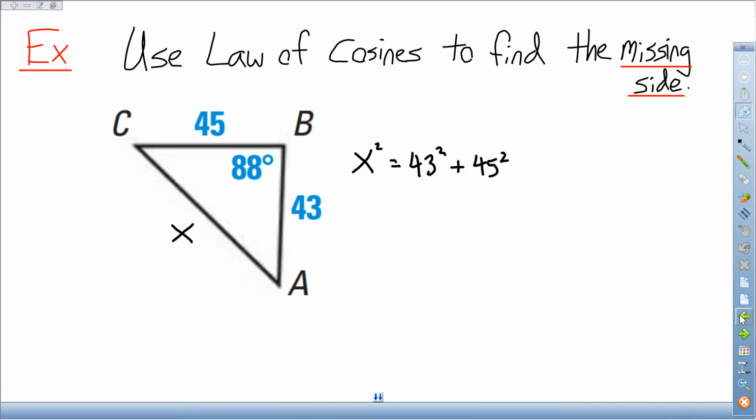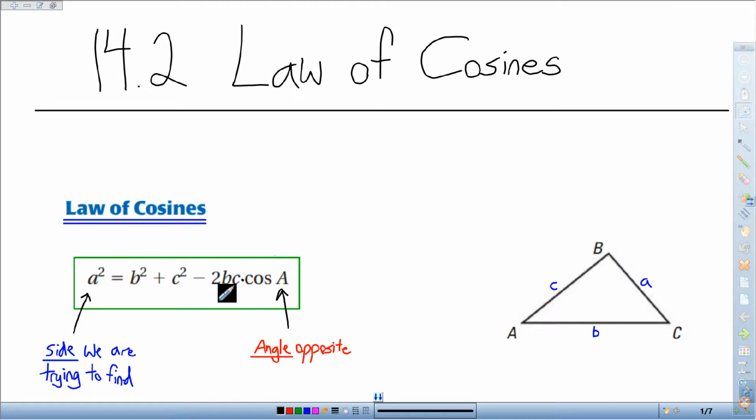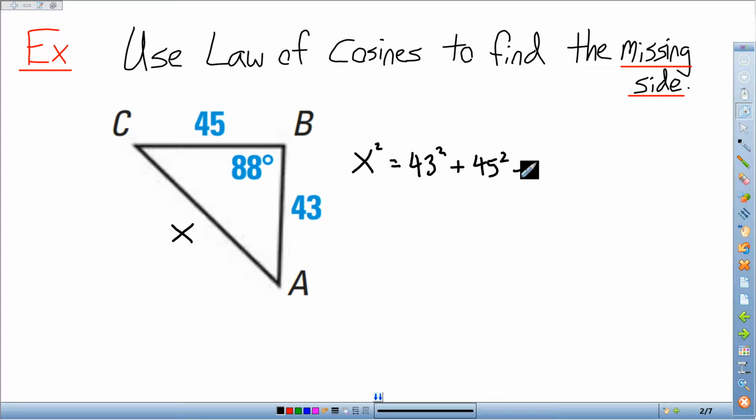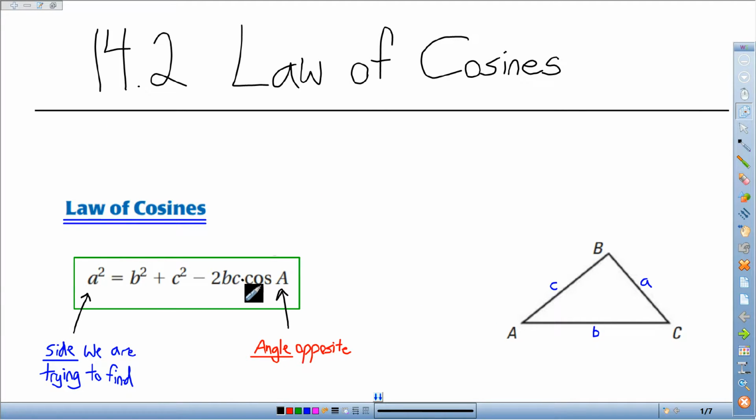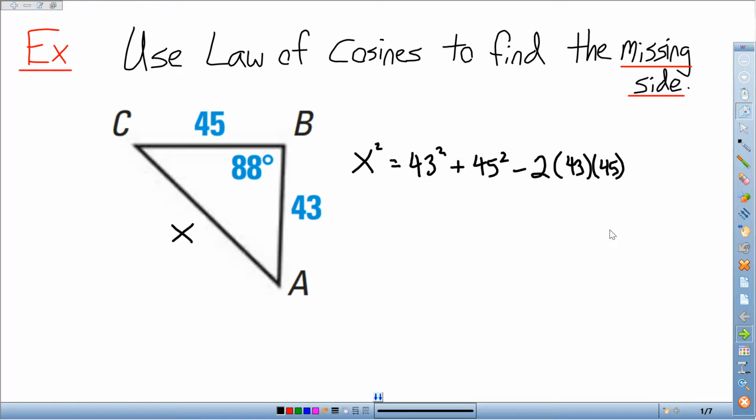Then minus 2 times b times c. This minus 2 is part of the formula. It's always there. Times b, that was 43, times c, that's 45. And then the last thing, times cosine of the angle opposite the side we're trying to find. If you want to show yourself in your notes, it's the 88 that they're giving us. So there it is. That's everything plugged in. It looks crazy, and the rest of this is more or less done in the calculator.